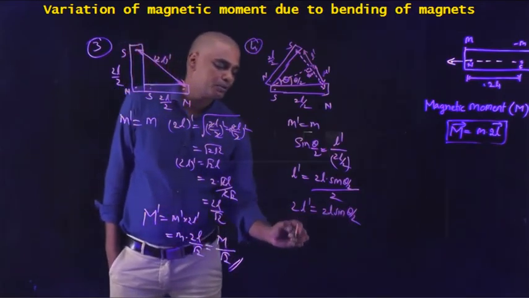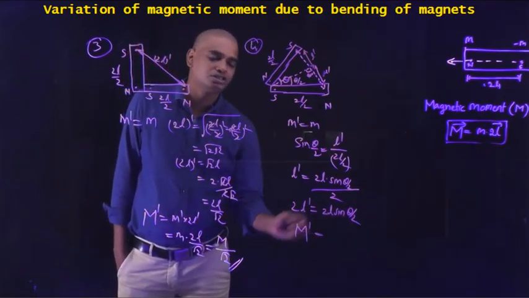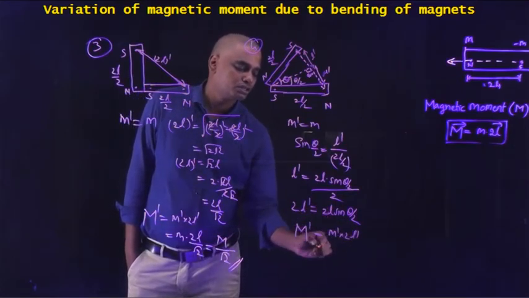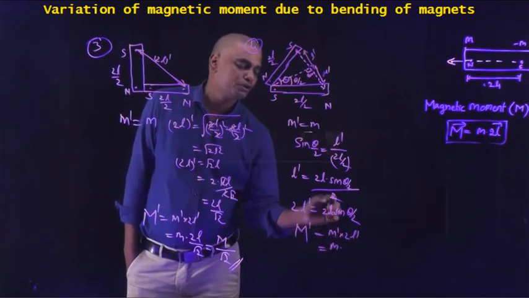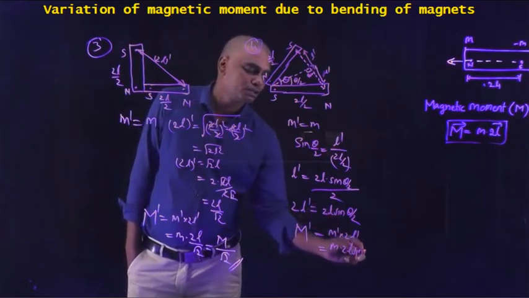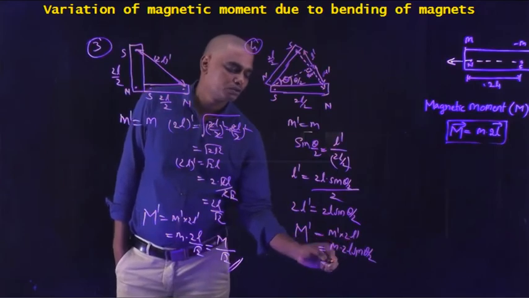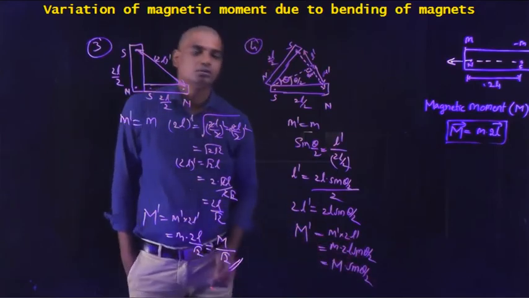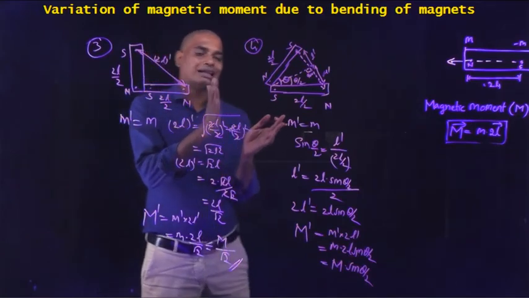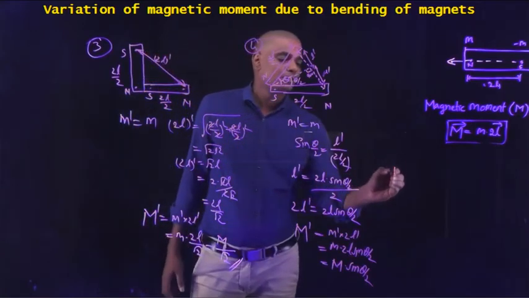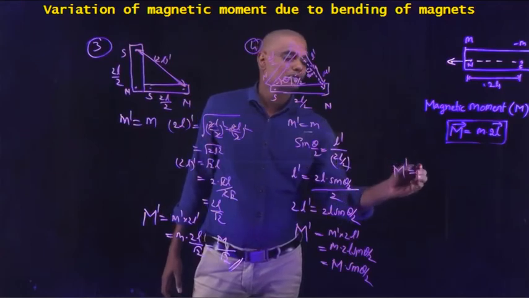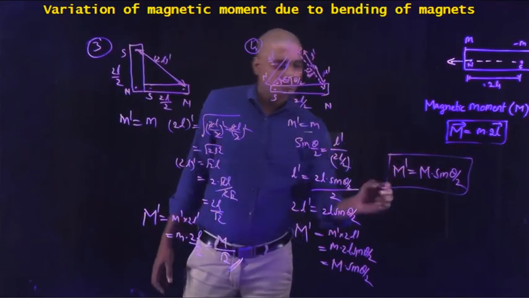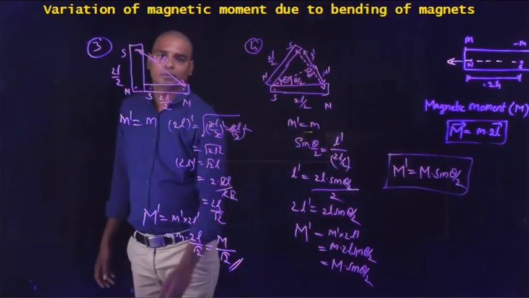Therefore the new magnetic dipole moment M dash is equal to small m dash into 2L dash, that is equal to m into 2L sine theta by 2. M into 2L is capital M, so M into sine theta by 2. So when it is bent at an angle theta at the midpoint, the magnetic dipole moment M dash is equal to M into sine theta by 2. It is the new magnetic dipole moment.